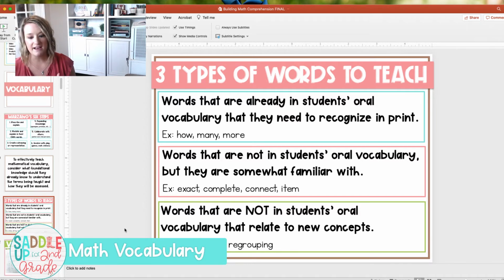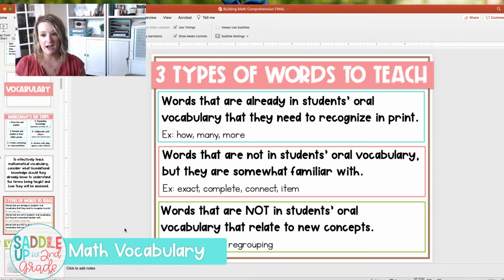And then the last type of words are words that students are not familiar with. They are going to be related to new concepts that they might be learning that school year. So for example, here you can see on this slide, I put area, array, regrouping. Especially in 2nd grade, kids are really not familiar with those terms.